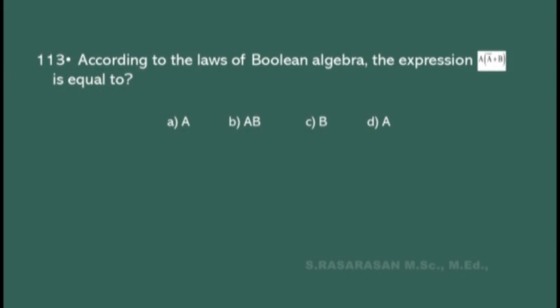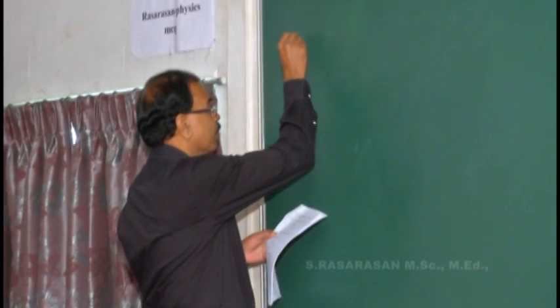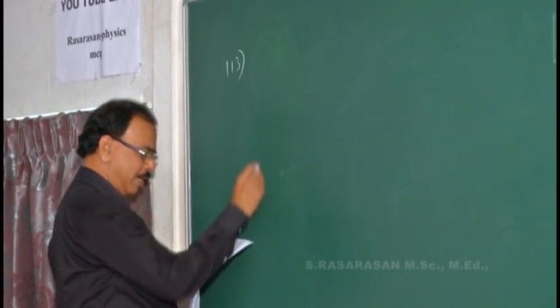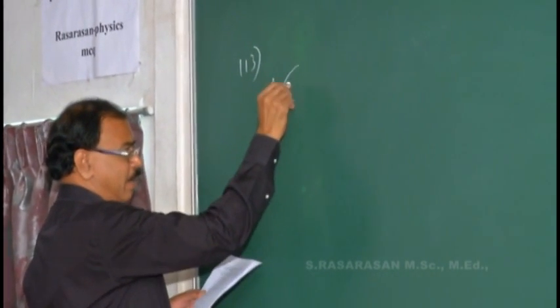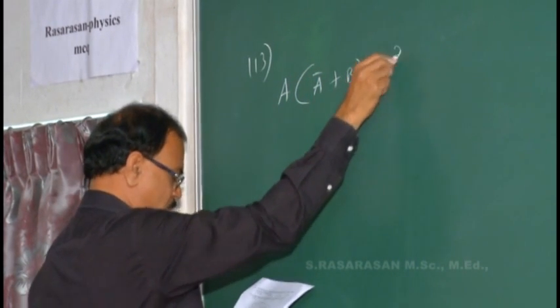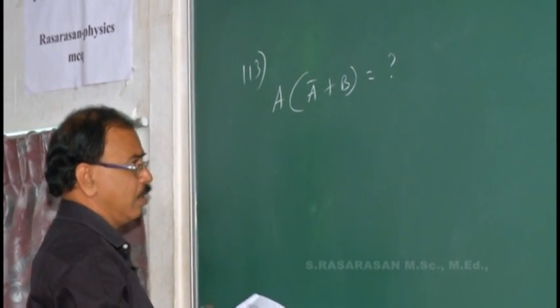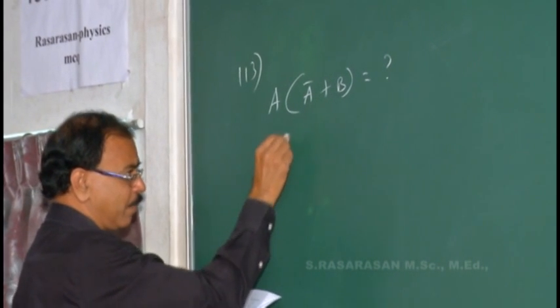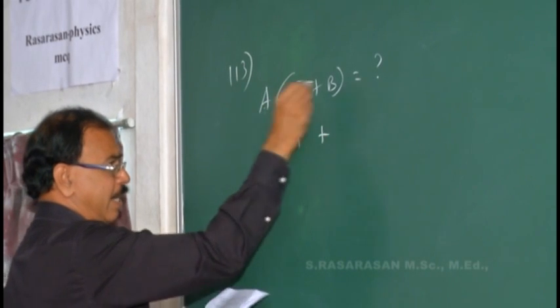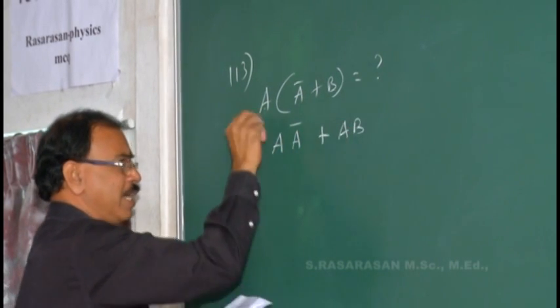113. According to the laws of Boolean algebra, the expression A and A complement or B is equal to dash. According to the law of Boolean algebra, the expression A and A complement or B is equal to how much? Yes, use the distributive law. A and A complement or A and B.